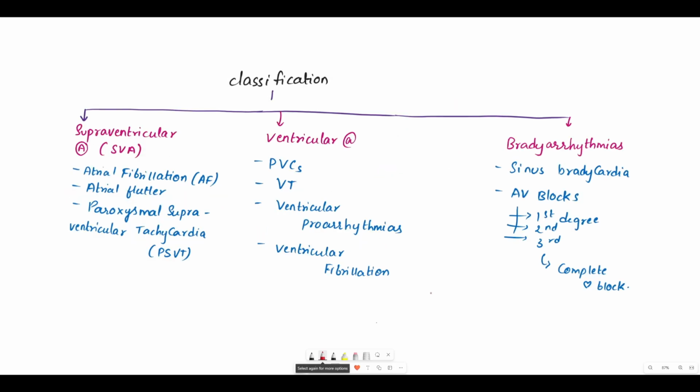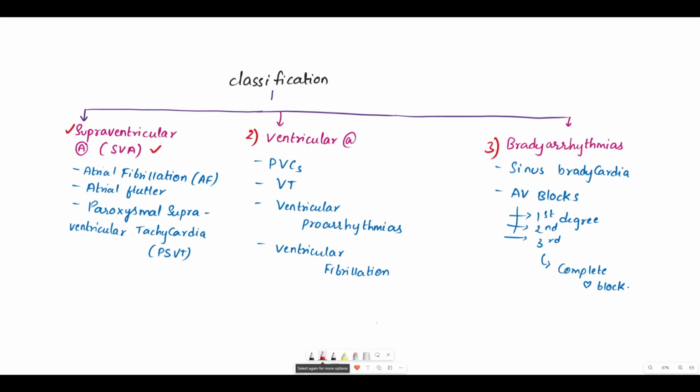Now first let's try to understand the outline of the arrhythmia classification. Then we will go through each condition in detail. Arrhythmias are usually divided into three different classes. The first is supraventricular arrhythmia, which we can call SVA. And the second one is ventricular arrhythmias.